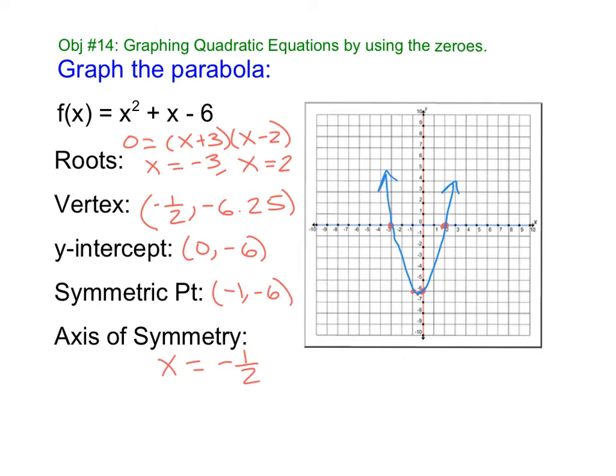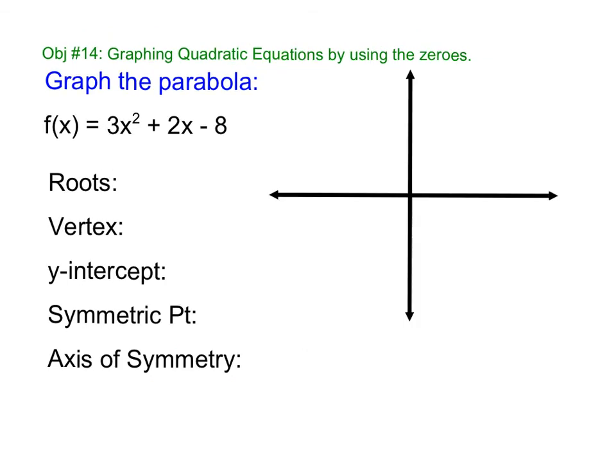That's it. So again, I use this method when my vertex is awkward, decimals, and it's factorable. This is the most useful method when it looks like that. All right. Again, pause the video. Try it on your own.